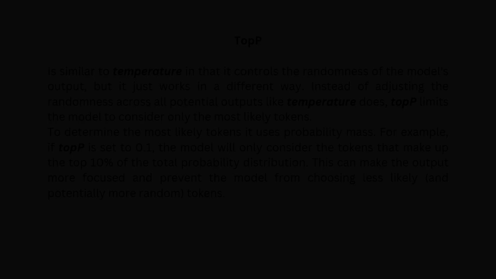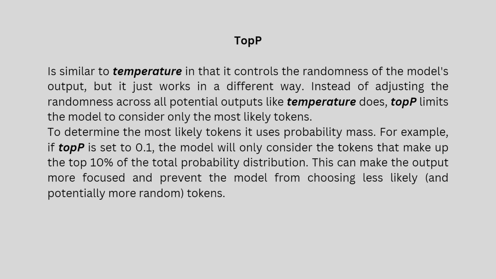Next one is top P. It's similar to temperature in that it controls the randomness of the model's output, but it works in a different way. Instead of adjusting the randomness across all potential outputs like temperature does, top P limits the model to consider only the most likely tokens. And to determine the most likely tokens, it uses probability mass. For example, if top P is set to 0.1, the model will only consider the tokens that make up the top 10% of the total probability distribution. This can make the output more focused and prevent the model from choosing less likely and potentially more random tokens.